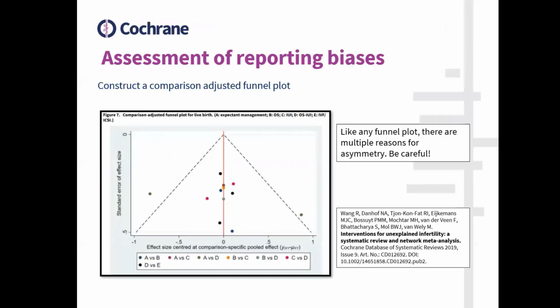And also thinking about reporting bias, there's a comparison-adjusted funnel plot that shows the different comparisons on the same plot. So you can see here they're all color coded. But as with a standard intervention review, there are other reasons for funnel plot asymmetry as well, so interpretation needs to consider that.